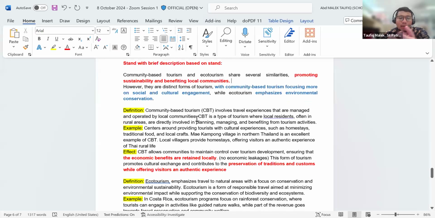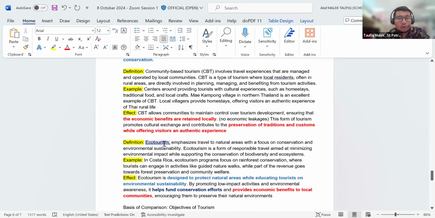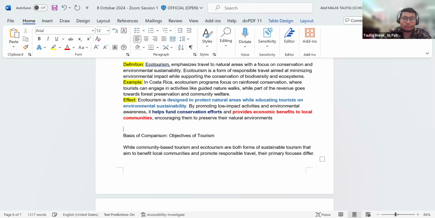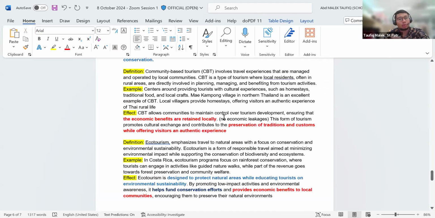All right. Then after that, you are supposed to do your SDE lah. So SDE. So definition of community-based tourism, followed by my example, followed by the effect. Okay. But this question doesn't require you to talk about the success and limitation. So you don't have to add in the success and limitation because the question just tell me what's the similarity, what's the difference. Okay. And then you move on to the SDE for ecotourism. So definition, example, and effect. Okay. So once you are done, then you continue with this thing called basis of comparison. Okay. So this one I need to explain a bit more.